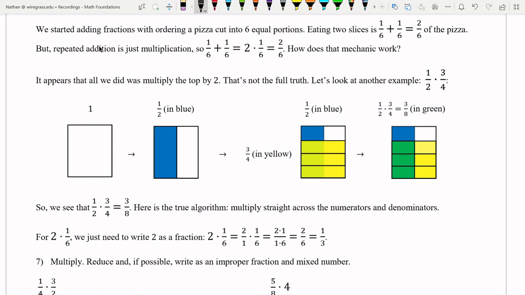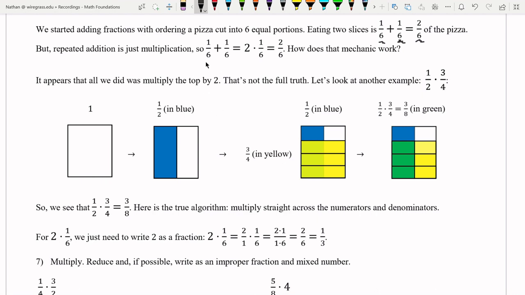We started talking about addition of fractions by talking about ordering a pizza cut into 6 equal portions. And this is what we did. We did 1/6, which is one slice, and then 1/6 is again another slice. So that's going to be 2/6 of the pizza, right? Because you're eating two slices out of the 6 total. 2/6: 1/6 plus 1/6, 1 plus 1 is 2, and out of the total 6 slices. That's how the addition of fractions works.